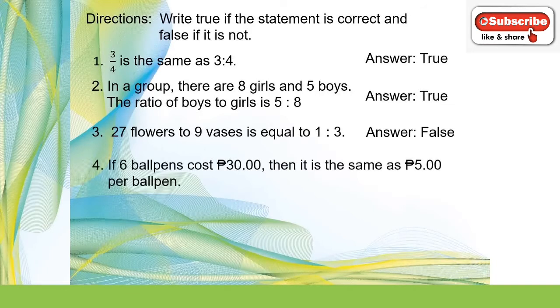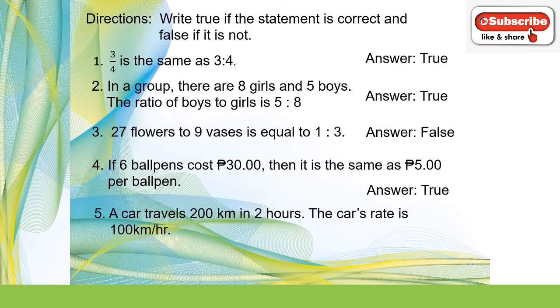Number 4. If 6 ball pens cost 30 pesos, then it is the same as 5 pesos per ball pen. Write your answer now. The correct answer is true. And the last, number 5. A car travels 200 kilometers in 2 hours. The car's rate is 100 kilometers per hour. Write your answer now. Time's up. The correct answer is true.